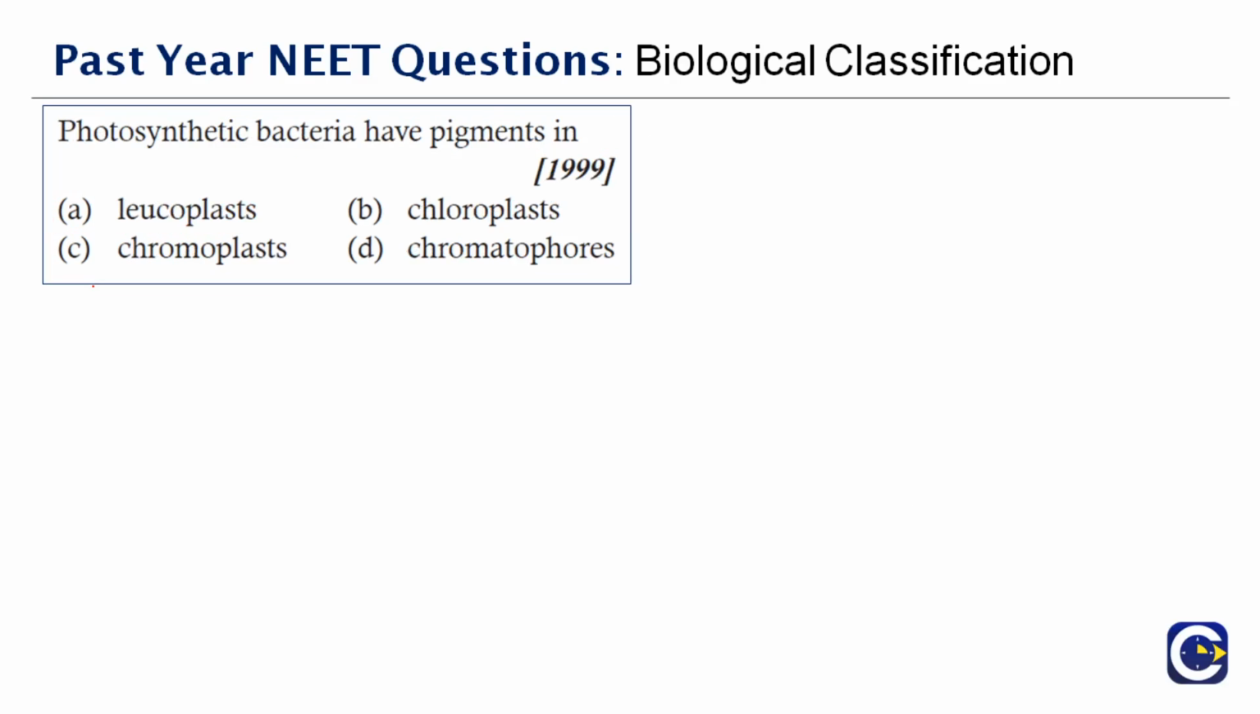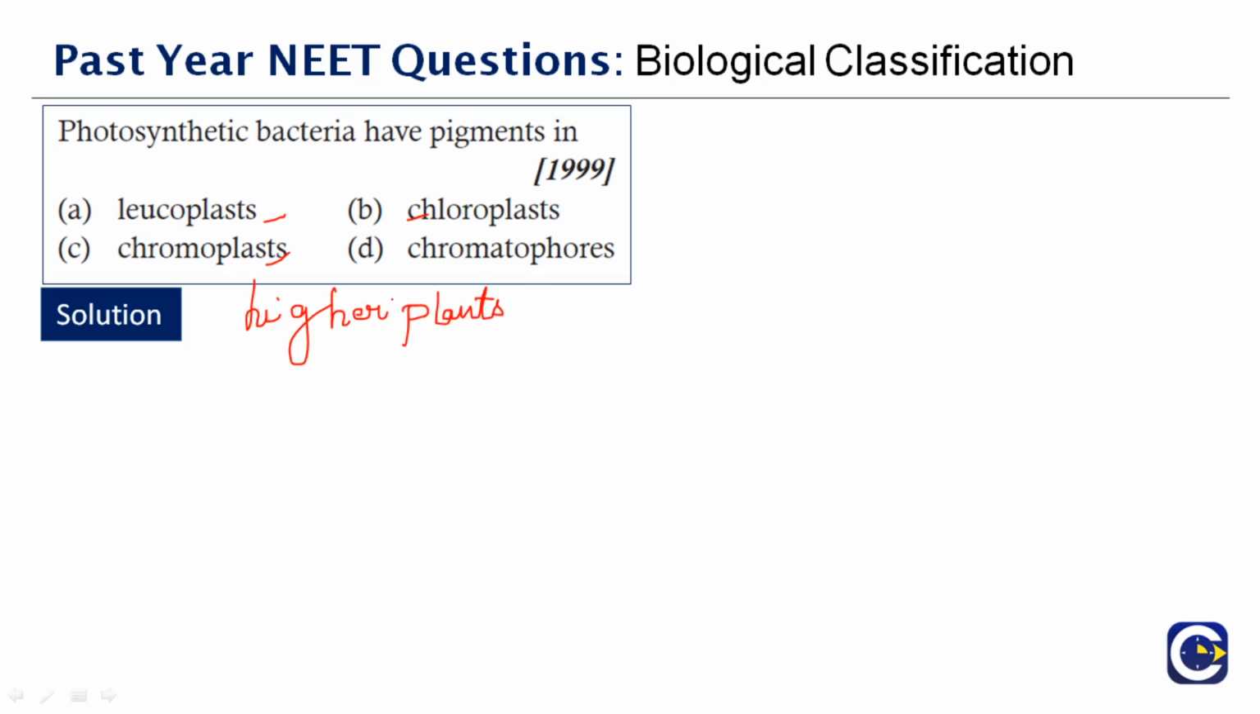Photosynthetic bacteria have pigments in dash. This is a very easy question for you, I think. Chloroplast, chromoplast and leucoplast are the types of plastids which are found in higher plants. Of course, they are all plastids, and they all contribute to the colors, the pigments.